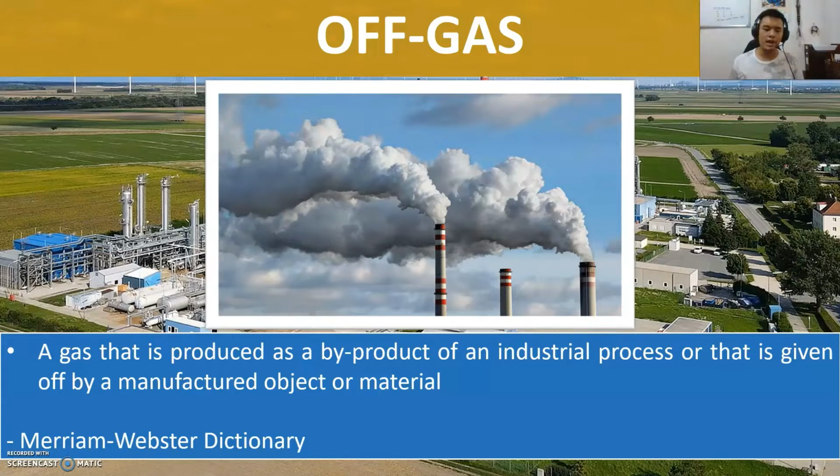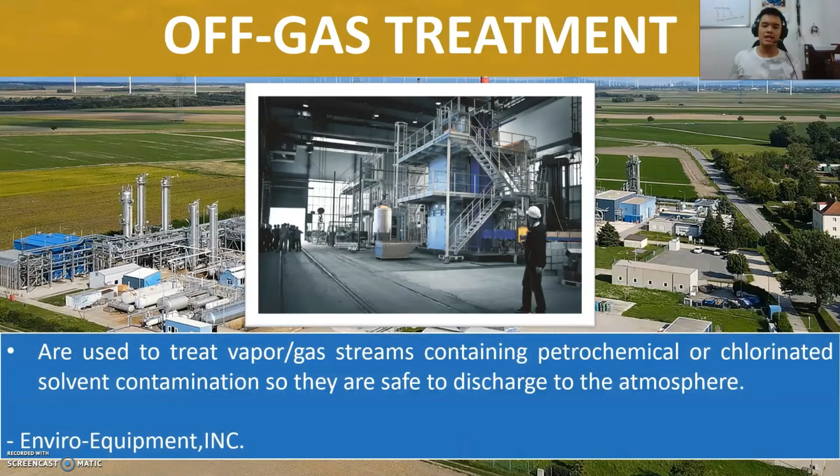Now, defining off-gas, it is a gas that is produced as a byproduct of an industrial process or that is given off by a manufactured object or material, meaning that these are the byproducts or the waste gases produced by the production or process plants such as carbon dioxide, nitrous oxide, so on and so forth, and we will discuss more about them later. And lastly, when combining both, we have off-gas treatment, or the main reason we have this presentation today. Well, the off-gas treatment are used to treat vapor or gas streams containing petrochemical or chlorinated solvent contamination so that they are safe to discharge to the atmosphere.